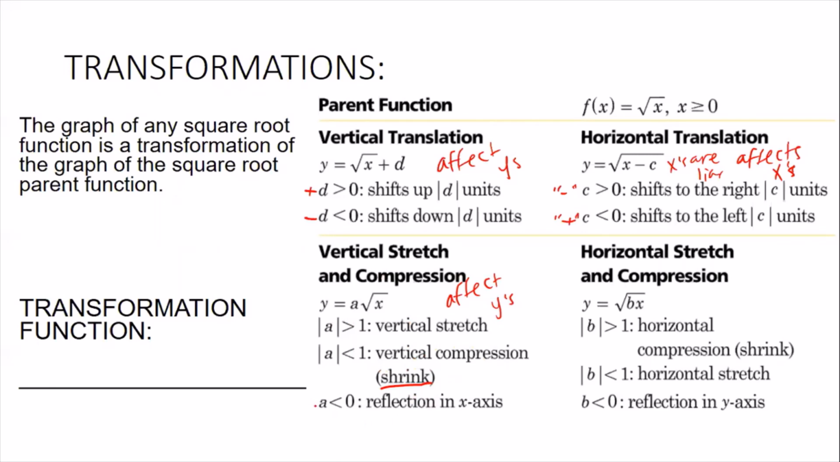Okay, now when you're taking into consideration, if a is negative, that's a reflection in the x-axis. So it's going to reflect over the x-axis. So instead of our function forever increasing, it's now forever decreasing.